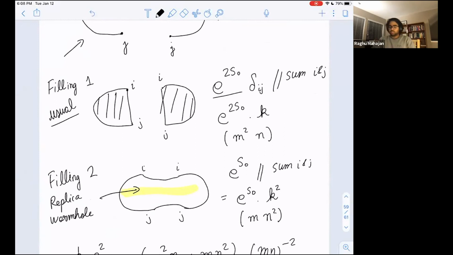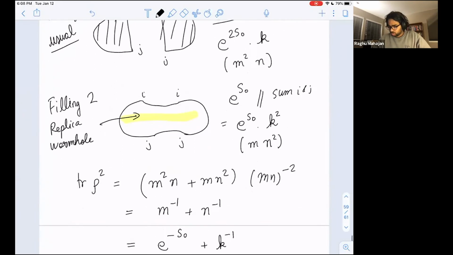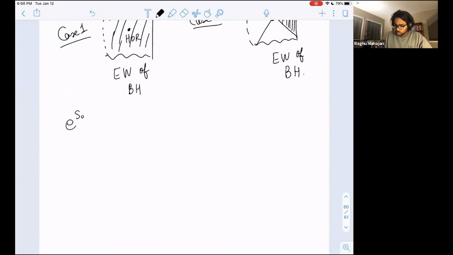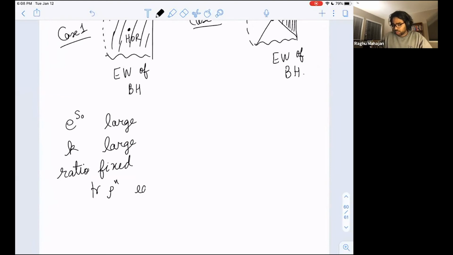And in this simple model, you can actually do more. You can compute trace rho cubed, trace rho to the 4th, trace rho to the 5th as functions of e to the s naught and k. So it's possible if you take e to the s naught large and k large with ratio fixed, you can compute trace rho to the n for each n, and then take the limit n goes to 1 and so on and so forth, and get the entanglement entropy.